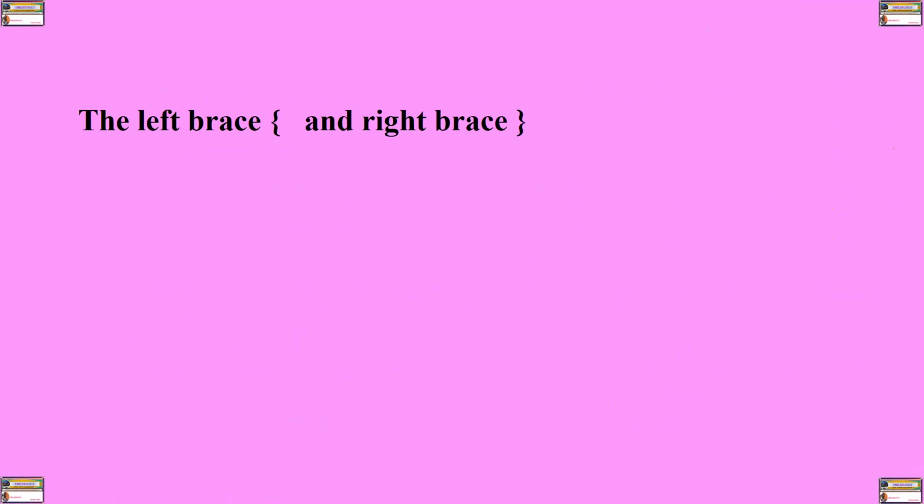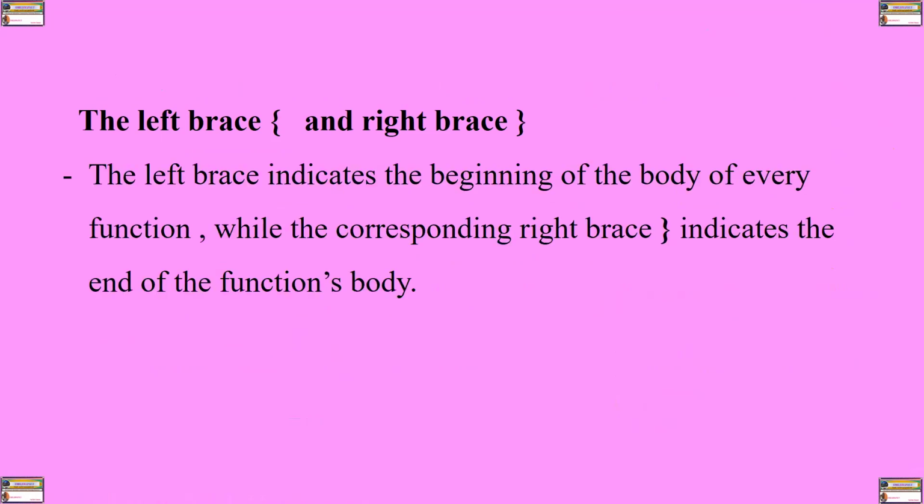Then the next part is the left brace and the right brace. Now, these must always go in pairs. Every left brace must have its right brace. What do those do? The left brace indicates the beginning of the body of every function, while the corresponding right brace indicates the end of the function's body. In fact, once you have written int main, the next thing you have to include below it, just as you have seen in the structure, is the left brace.